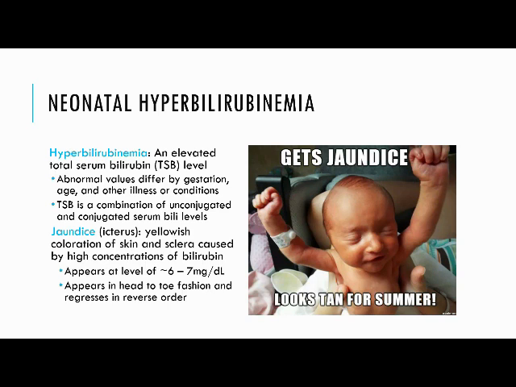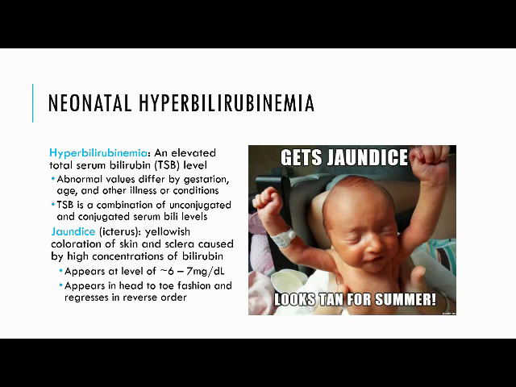So abnormal values with total serum bili will vary. They'll differ by gestational age and whether there are other illnesses or conditions present. We talked about it being a combination. And then jaundice or icterus is a generalized term describing the yellowish coloration of skin and sclera caused by higher concentrations of bilirubin.